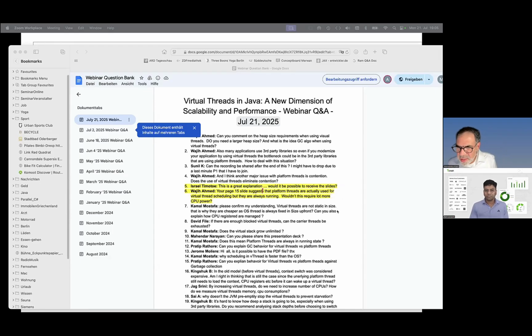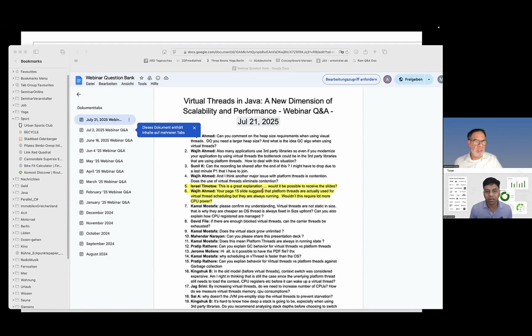6. Slide 15 suggests that platform threads are actually used for virtual thread scheduling, but they are always running. Would this require a lot more CPU power? Okay, I'll have to go back to slide 15 to understand exactly what you mean.